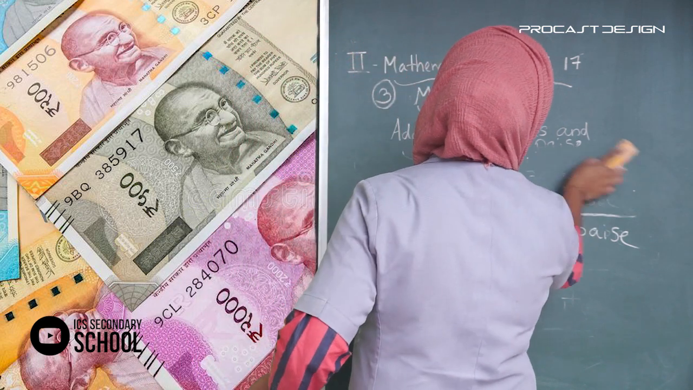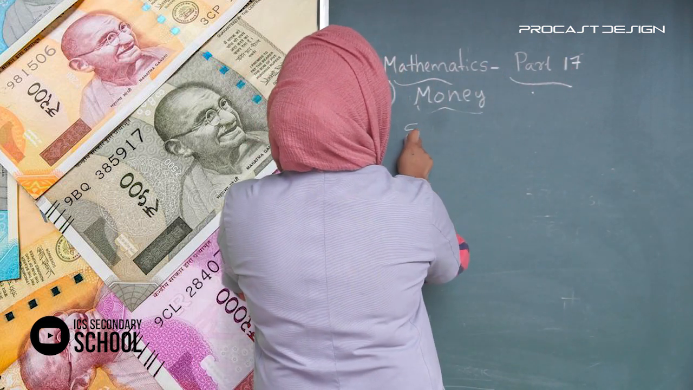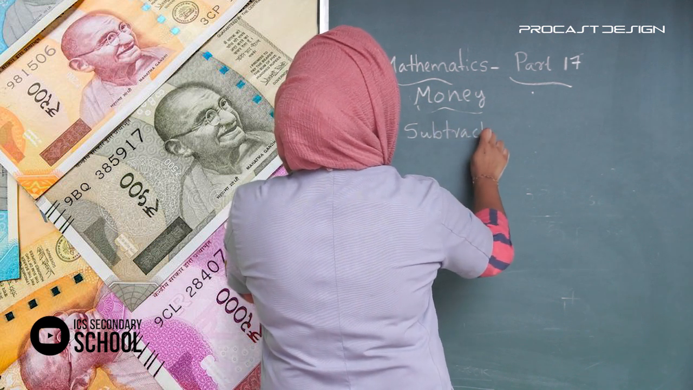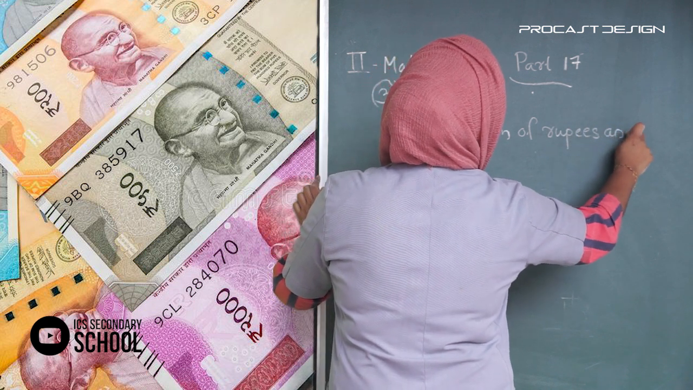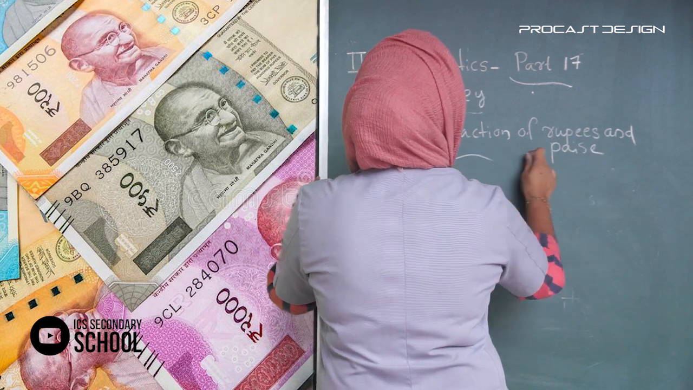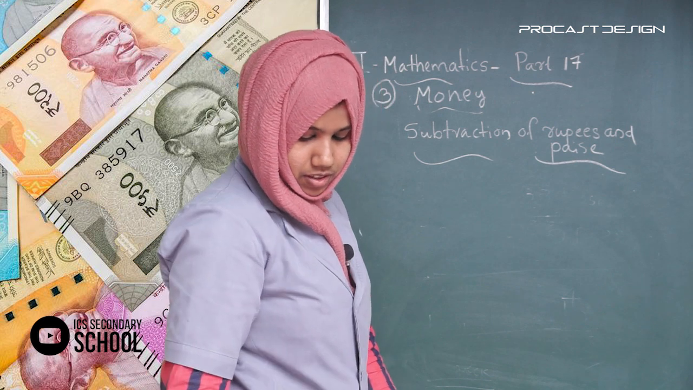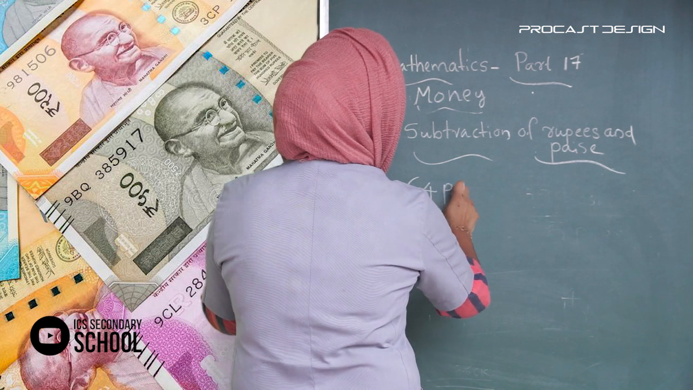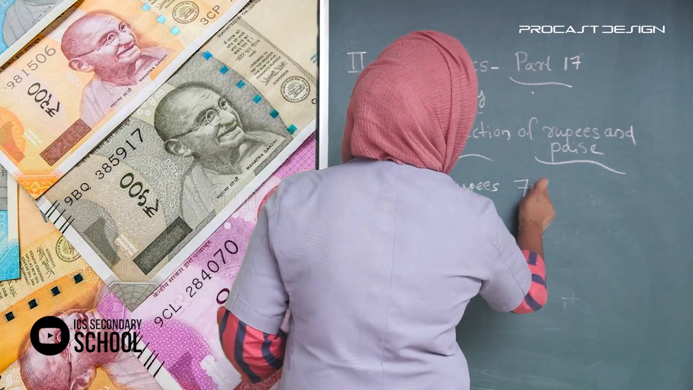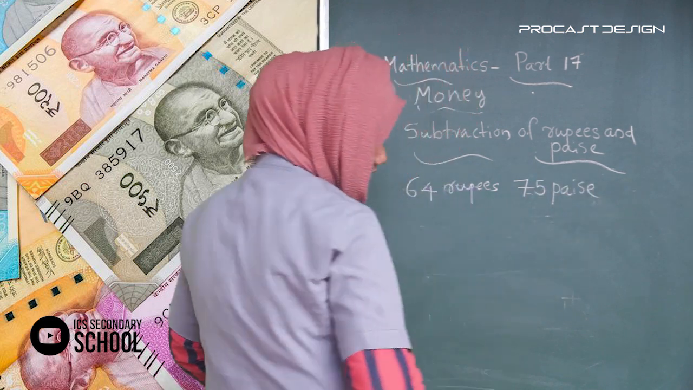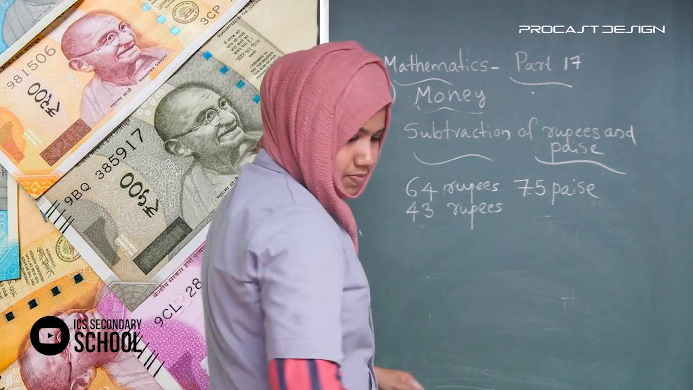Okay, our last topic is subtraction of rupees and paise. 64 rupees 75 paise, next 43 rupees 60 paise.